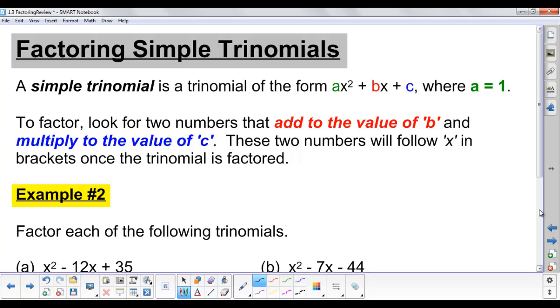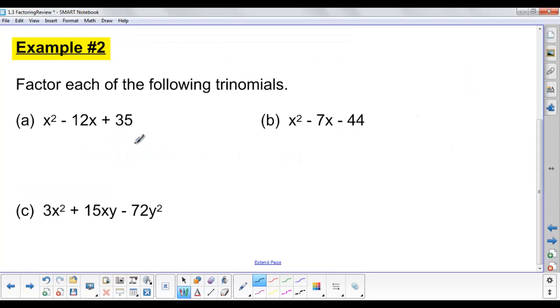So what we are going to do is look for two numbers that multiply to the very last term and add to what the value of b is. So in this first example, I want to try and find two numbers that multiply to 35 and add to negative 12.